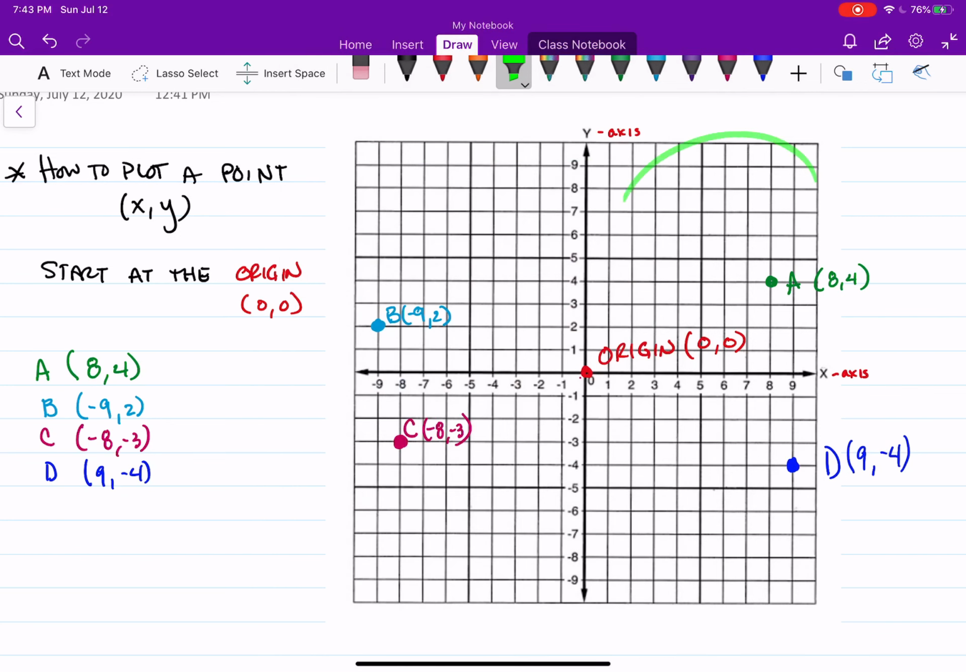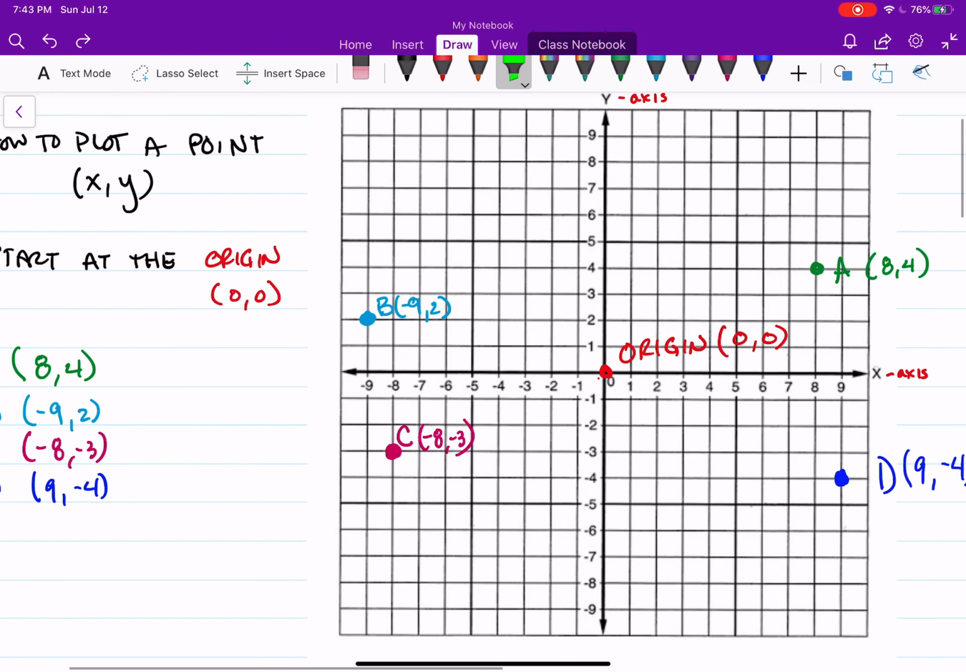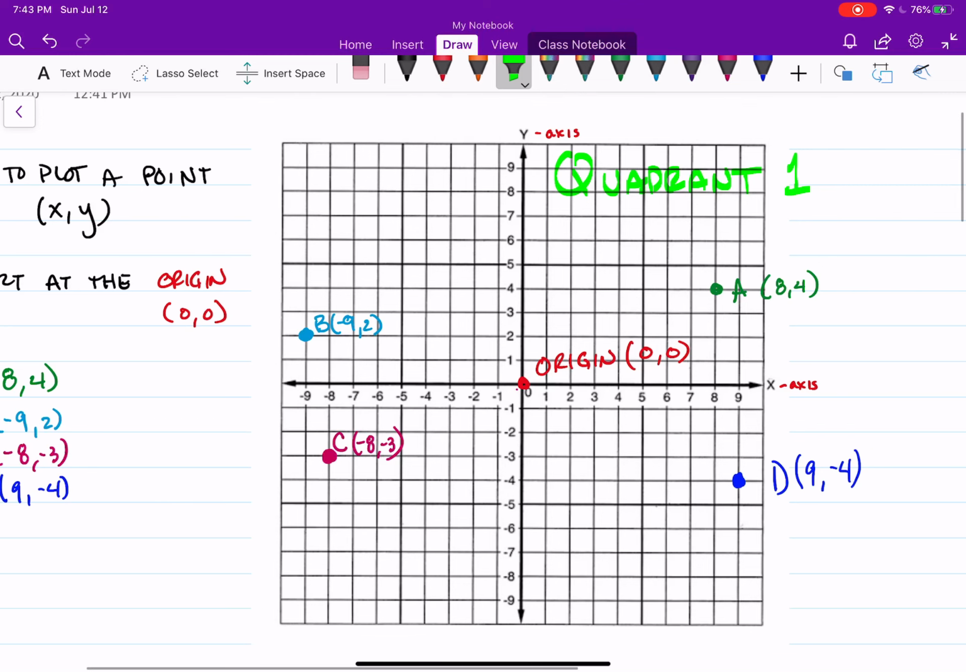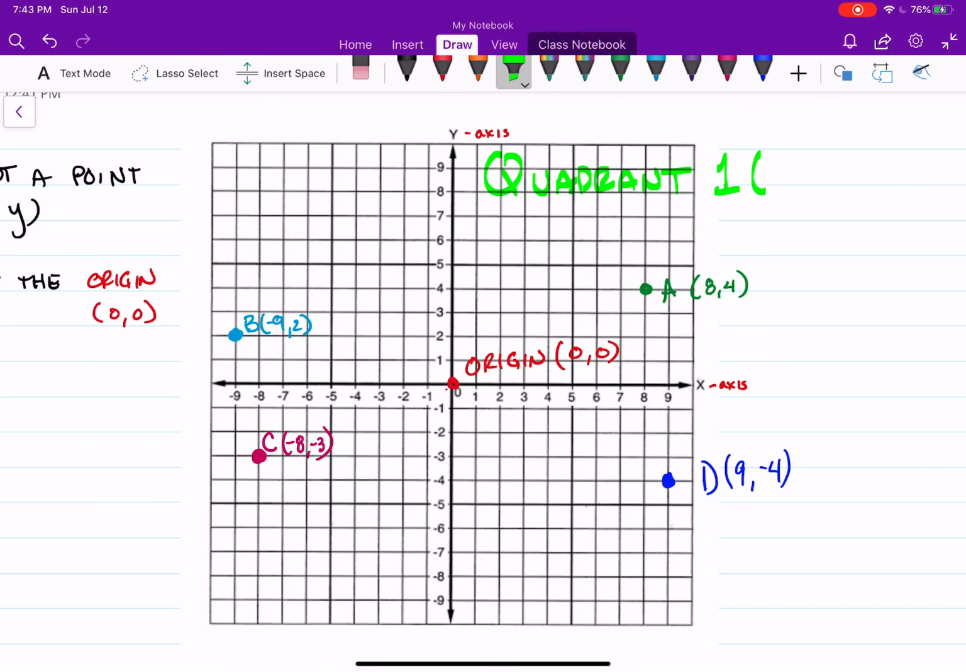You've got the top right-hand corner, the top left-hand corner, the bottom left-hand corner, and the bottom right-hand corner. Okay? Now, we call these quadrants. And it always starts on the top right, and this is called quadrant 1. And we could also label this as Roman numeral 1.